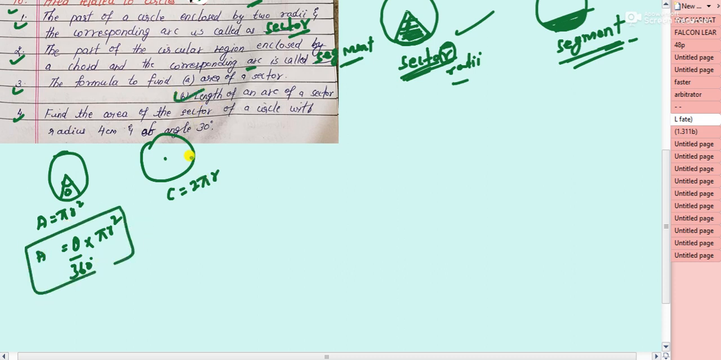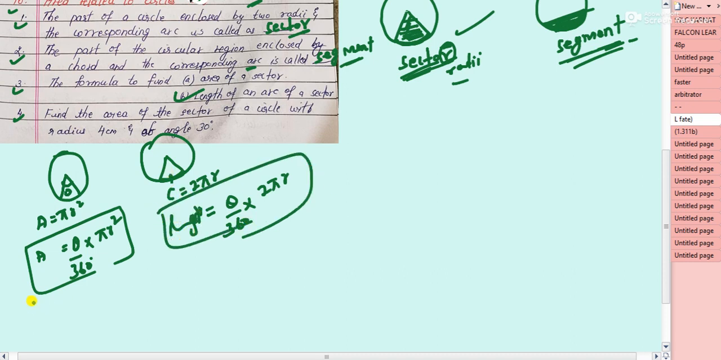Now if they ask the length of arc of a sector, this length, for example from here to here. Again total length is 2 pi r. Just multiply with theta by 360. That's all. It's very simple to remember. This is the length of arc of the sector. I hope you have understood this. Last question.